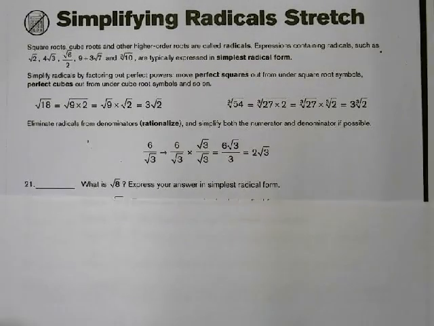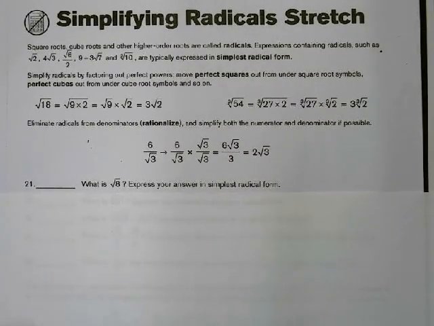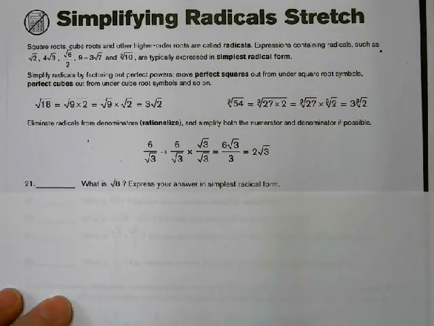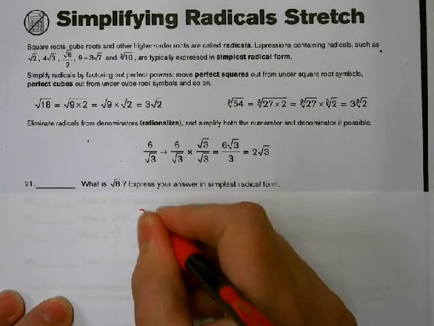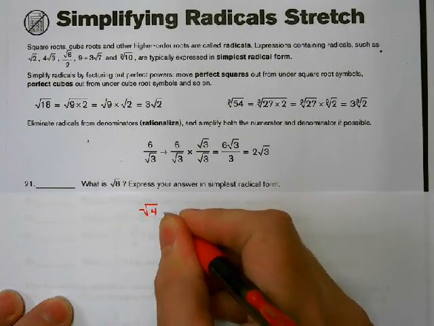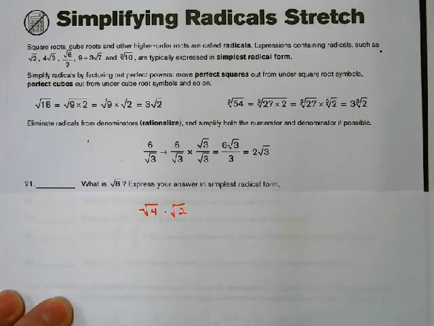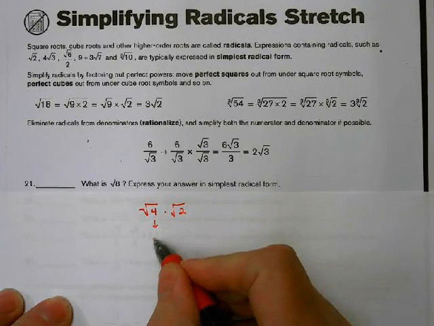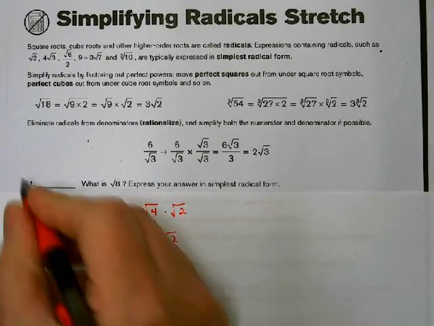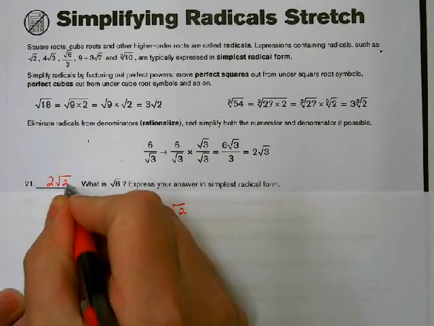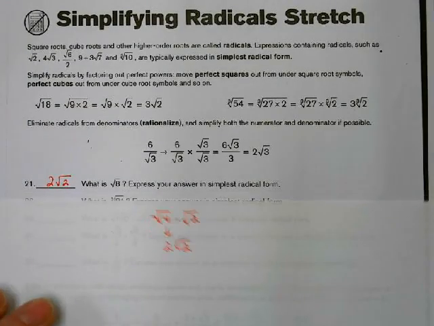Let's do it. All right, so what is the square root of 8 expressed in simplest radical form? Remember, simplest radical form doesn't have any factors that are perfect squares. And inside of 8, we do have a factor that's a perfect square. So we've got root 4 times root 2. We're splitting up the square root of 8 into root 4 times root 2. Root 4 is a perfect square. That makes 2. So 2 times root 2 is simplest radical form for this. So we would write 2 root 2, or 2 times the square root of 2.